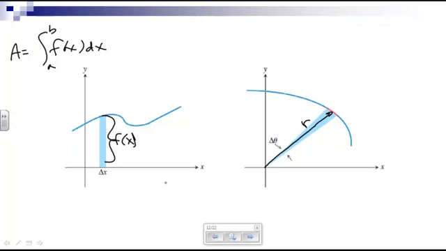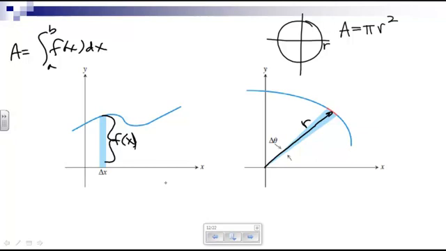Here's what we're going to have to do. I want to think of a circle. Here's a circle with a constant radius centered at the origin. I want to know about the area of that circle. It has radius r, by the way. Pi r squared.